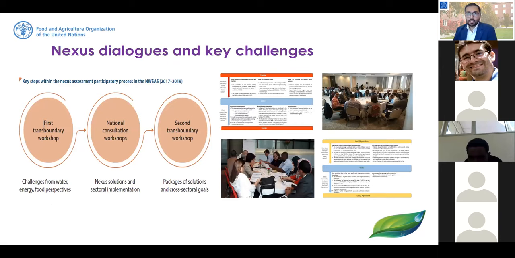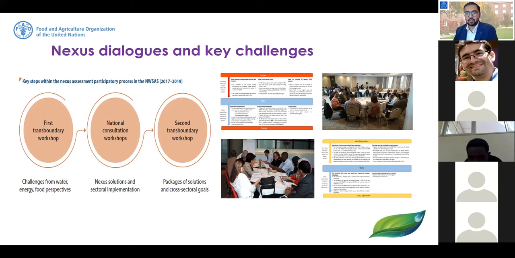The next step was to take these sectoral perspectives into different transboundary workshops and what we call the Nexus dialogues. That started with the first transboundary workshop, which brought people from different sectors and different countries. We had, I think, over 80 participants from the different sectors in the three countries, and we worked together on identification of these Nexus challenges.